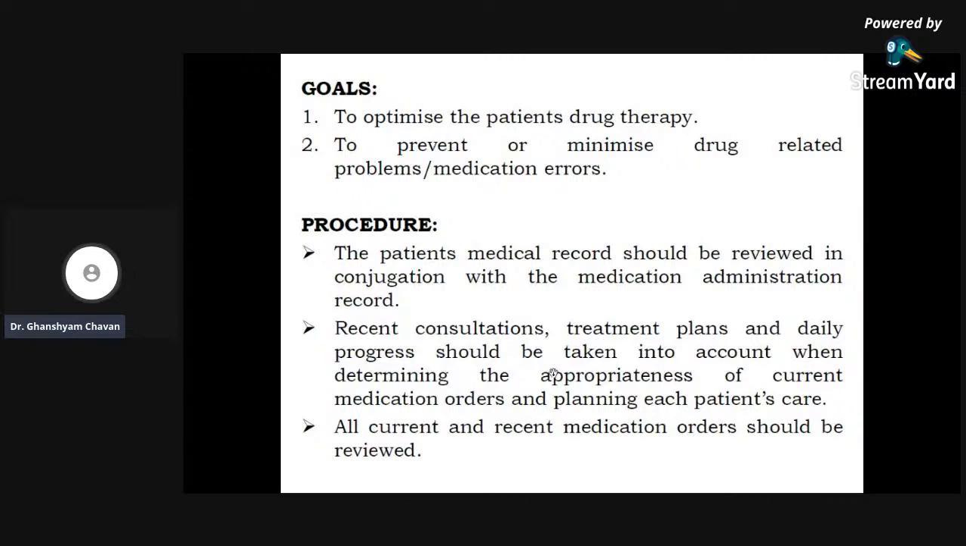Medication order and each patient's care. So during the medication orders and planning each patient's care, we should consider all these three things: recent consultation, treatment plans, and daily progress. Accordingly, we should give the next drug, or plan their patient care. All current and recent medication orders should be reviewed, because according to the recent medication you are giving, the next consequences will occur. So that's why you should always check the new medication.